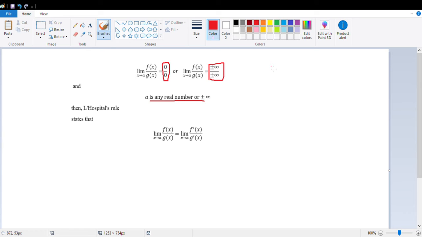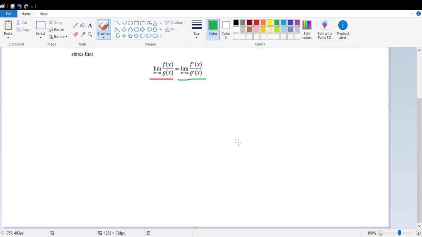Well, L'Hopital's rule states that if that's the case, then it must be true that the limit that you're trying to find is equivalent to taking the limit of the derivative of the numerator over the derivative of the denominator. So let's see how we can apply that to find some indeterminate limits.